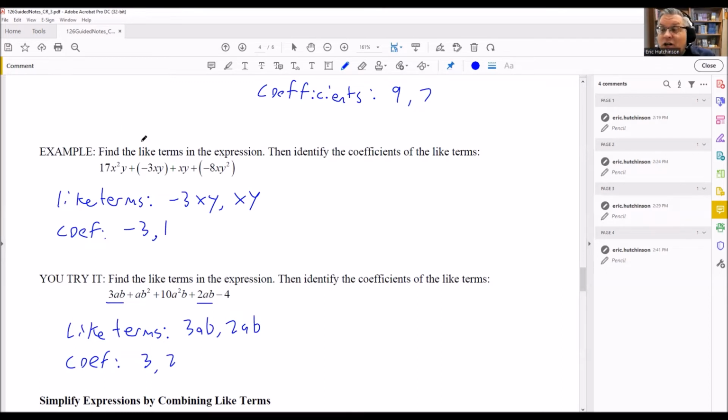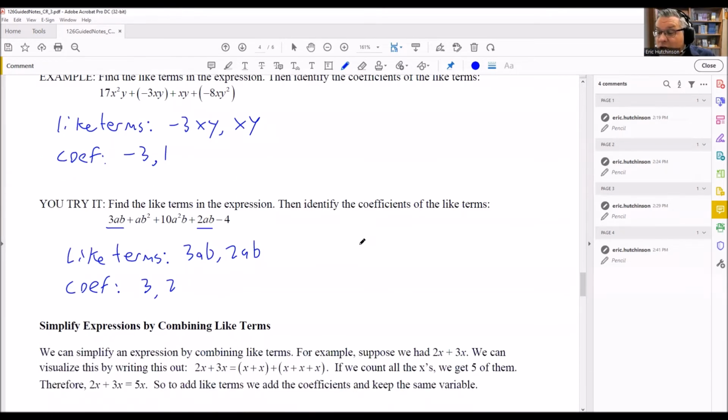So now that we identified like terms, let's talk about how we can combine like terms together here. So combining like terms, you're just going to add them together just like numbers, except that you just attach the variables to it. So for instance, if you've got a 2x and a 3x, 2 plus 3 will give you a 5, and then you can just put an x next to it.